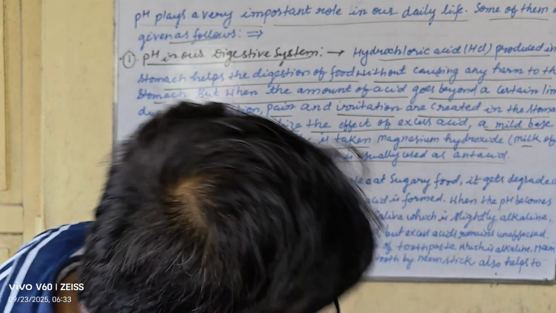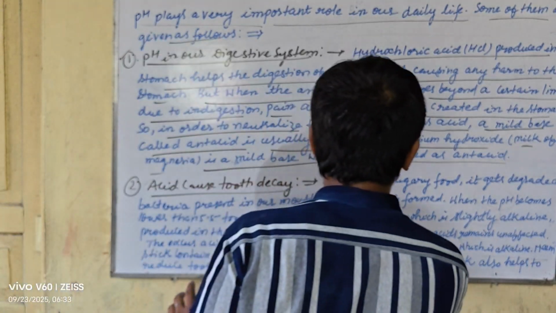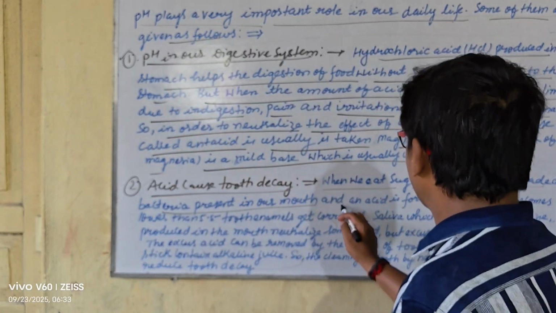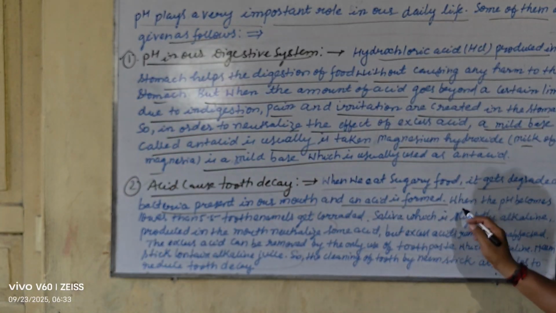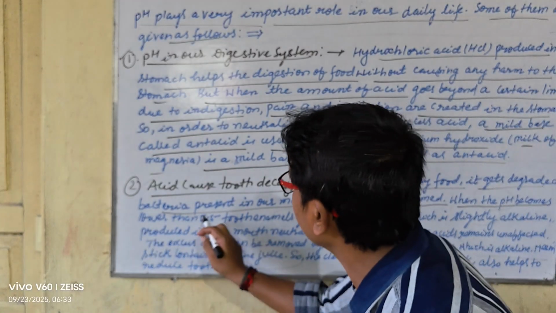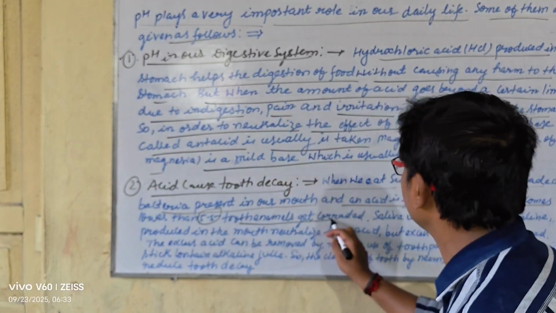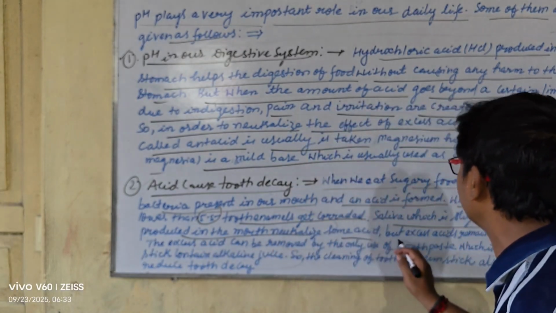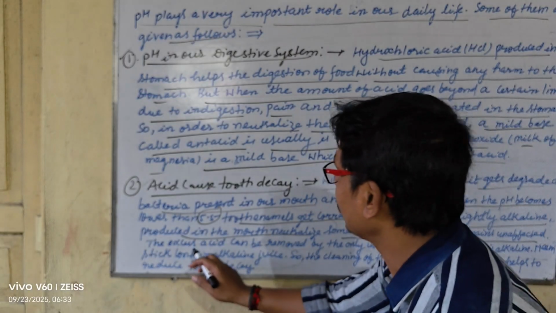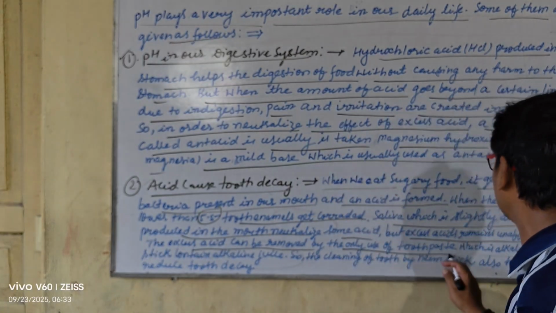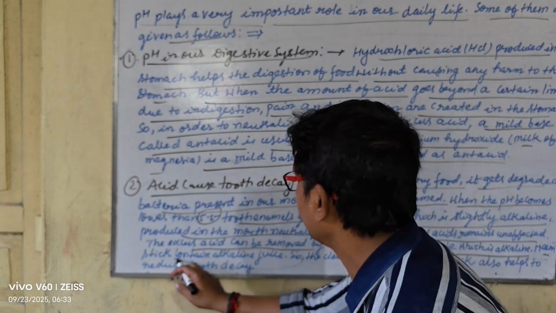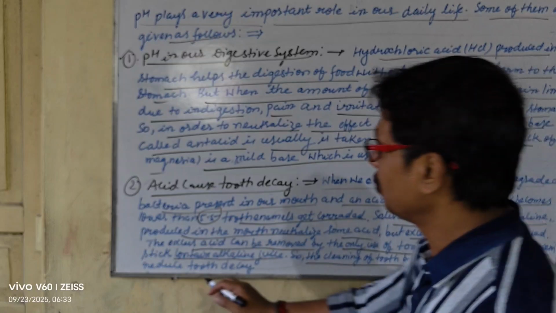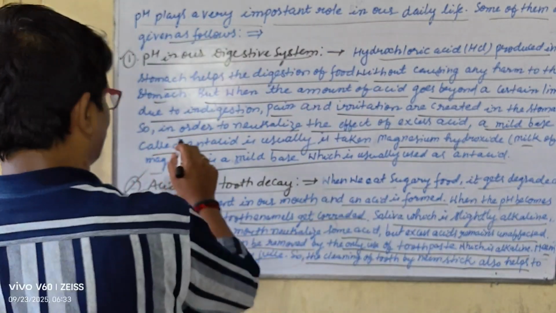So my dear student, it is going to be quite clear: when we eat sugary food, it gets degraded by bacteria present in our mouth and an acid is formed. When the pH becomes lower than 5.5, the tooth enamel gets corroded. Saliva, which is slightly alkaline, produced in the mouth, neutralizes some acid, but excess acid remains unaffected. The excess acid can be removed only by the use of toothpaste, which is alkaline. Neem stick contains alkaline juice. So the cleaning of tooth by neem stick also helps to reduce tooth decay. This is the point number second.